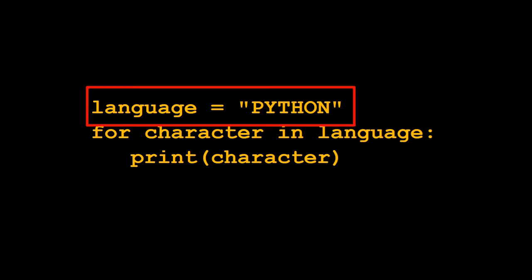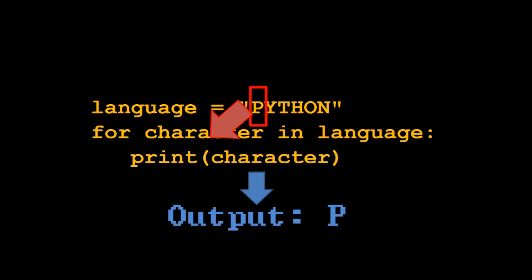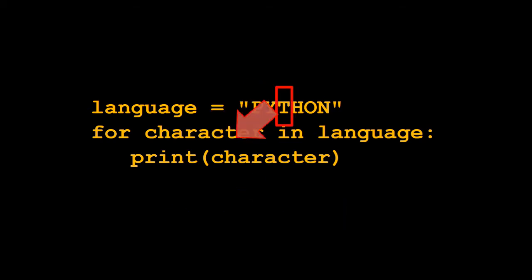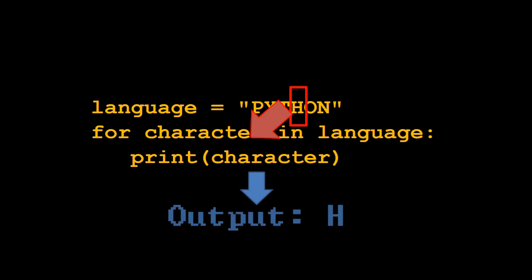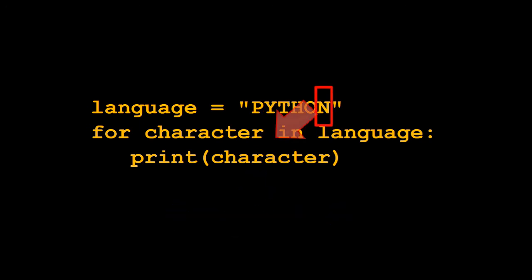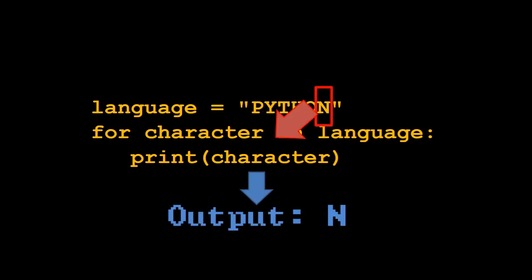The string contains the word Python, as in stored in the variable language. You can see that when the loop begins, the loop variable character is assigned the first character from the string language, and then each time through the loop, the value of the loop variable is changed to the next character in the string. Here are some examples.